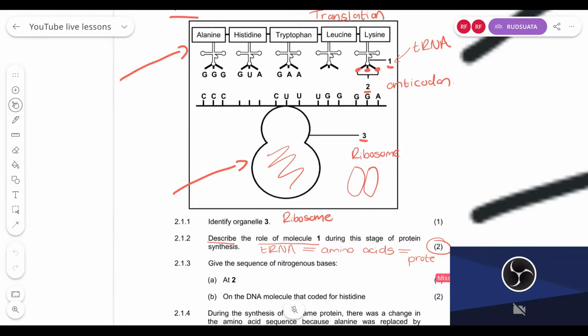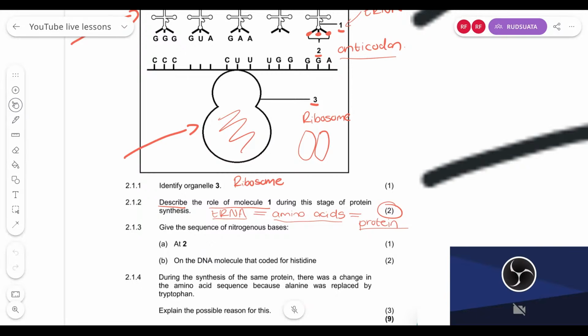You could go into a little bit more detail if you felt like you needed to elaborate and say, well, the tRNAs have anticodons and the anticodons match the codons, but it's only out of 2, so you don't need to give too much there. You simply need to describe that tRNAs bring the complementary amino acids that match the codons, and they make a protein when you put them together. All right, let's go on to question number 3.